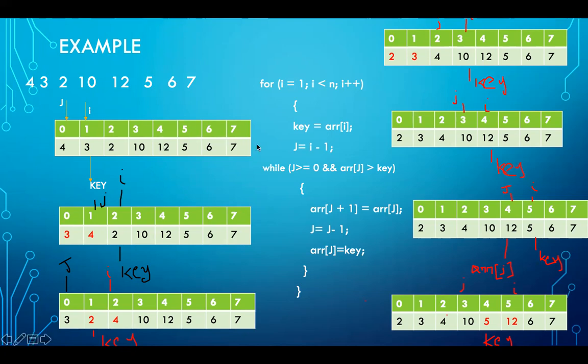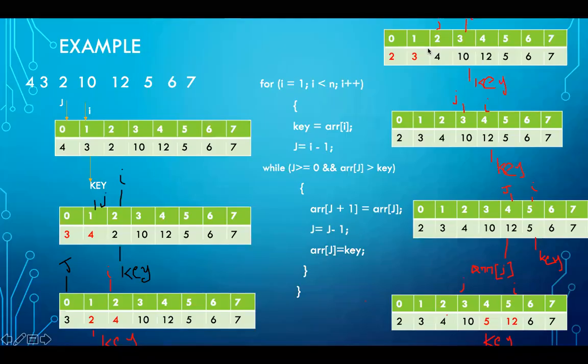Here the array will be divided into two parts, that will be I and J. I is the unsorted array, from I to the end, and the J part we will assume is the sorted array. We will pick one element from the I side, and we will arrange it in the J array. That's actually what we do in this insertion sort.